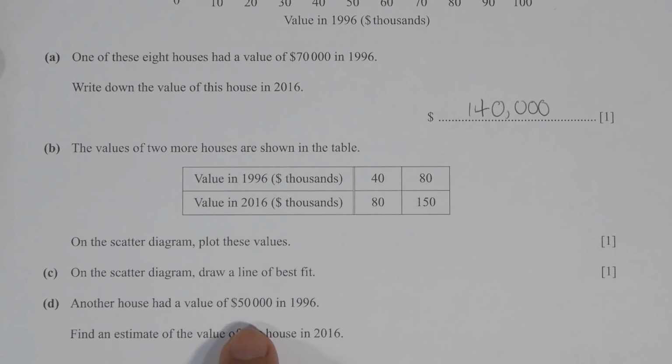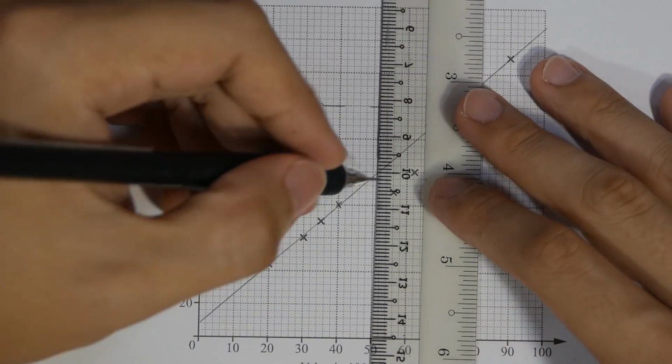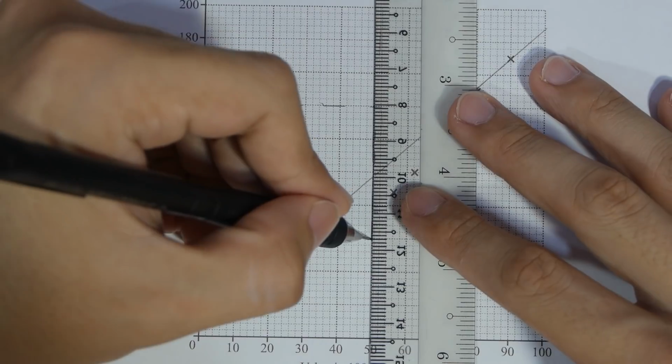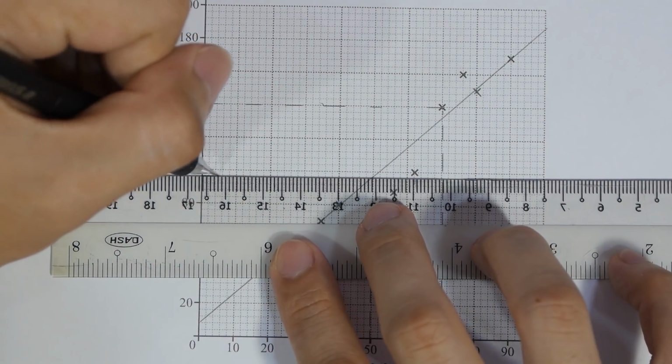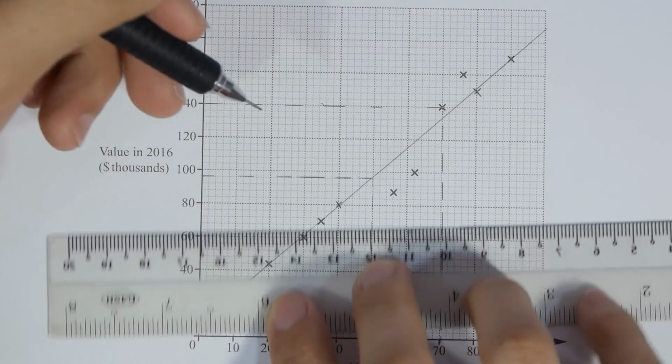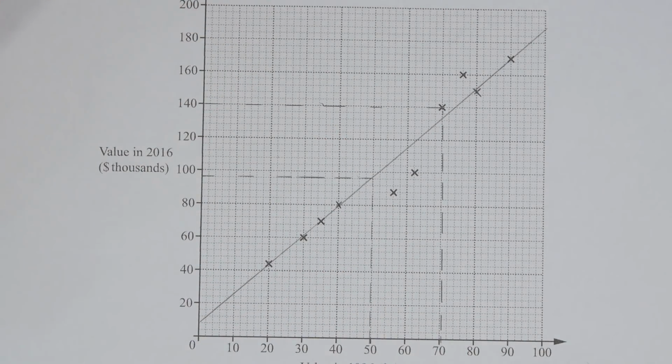Estimate the house value in 2016 when it is valued at 50,000 in 1996. From mine, after I drew it out, I identified that it is equivalent to 96,000.